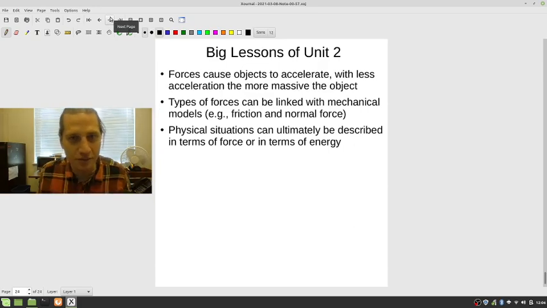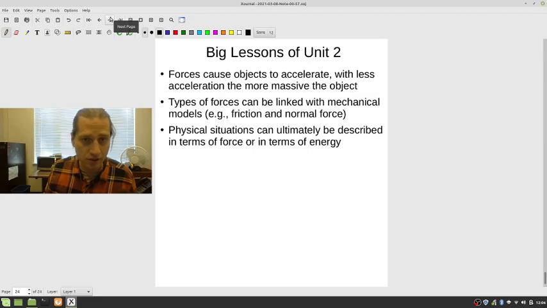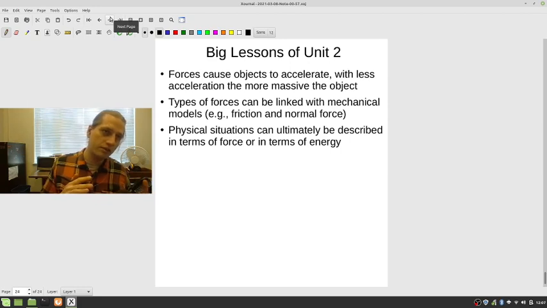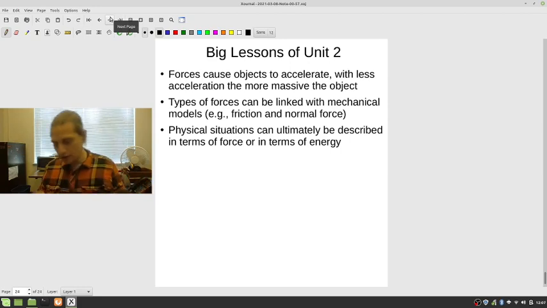Okay, so those are our big lessons of Unit 2. Forces cause objects to accelerate. If you have more mass, you accelerate less, but nevertheless. Types of forces like friction and the normal force can be linked to help us solve new problems using Newton's laws. And then finally, we can describe physical situations in terms of force using F equals ma, or in terms of energy, where you add up all the types of potential energy plus the kinetic energy at the beginning equals all the types of potential energy plus the kinetic energy at the end.